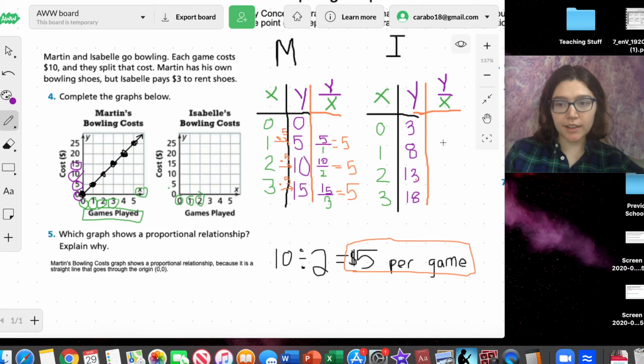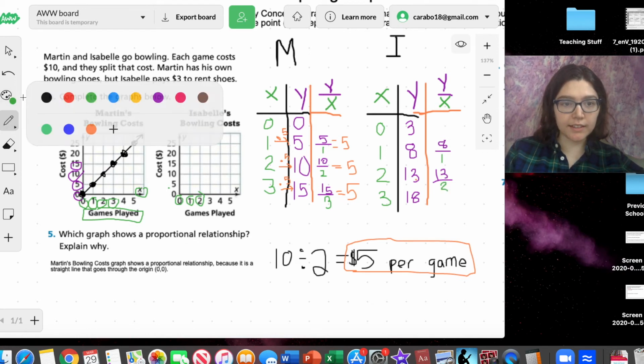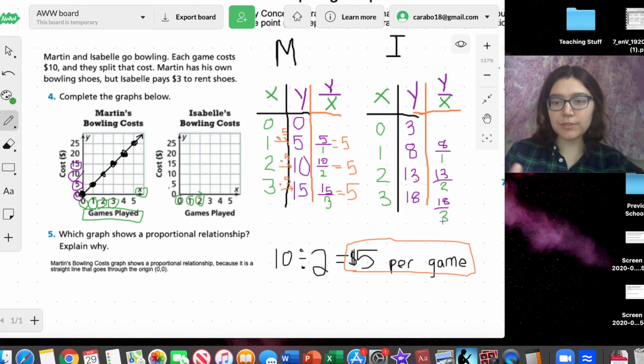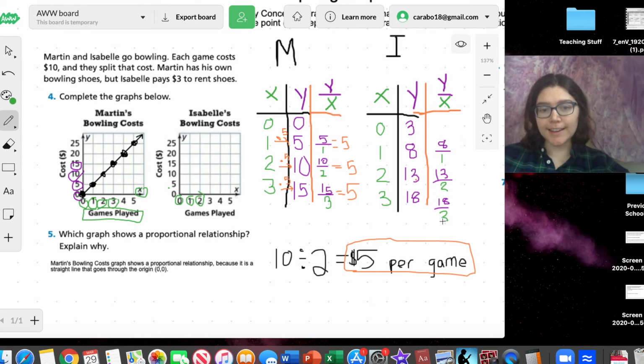So I'm going to take 8, and I'm going to divide by 1. Okay, for my second one, I'm going to have 13, and I divide by 2. So that's the cost for 2 games. And then lastly, I'm going to divide the $18 price I pay by the 3 games. And we need to see, are we getting equivalent ratios? Are those all equal to each other?